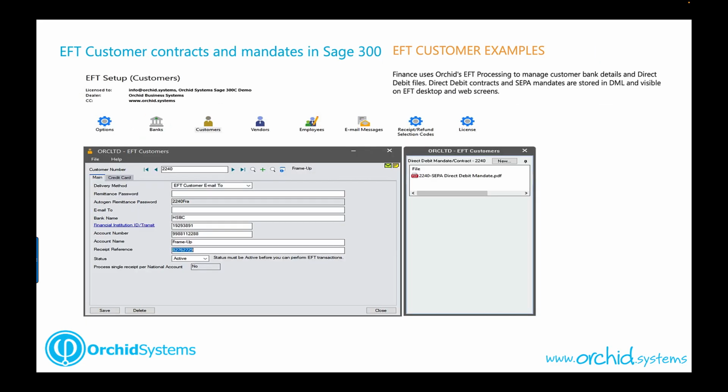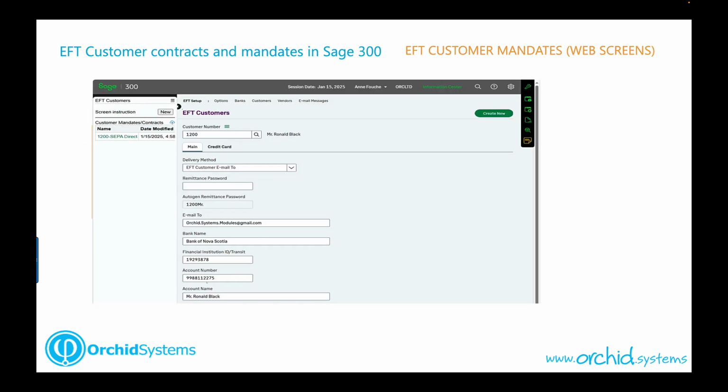Using Orchid's EFT, we can also attach documents to the EFT customer or the EFT vendor. In this example, we are attaching the mandate for direct debit contract and SEPA mandates. They're stored in DML and they're visible on the EFT desktop screens here and on the web screens as well.